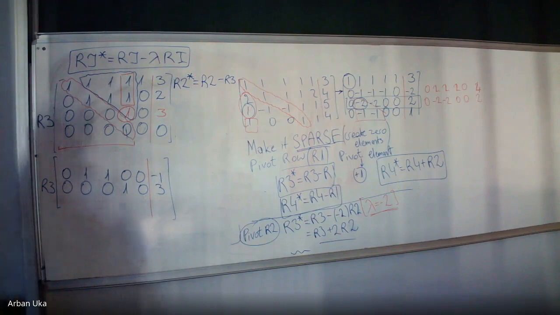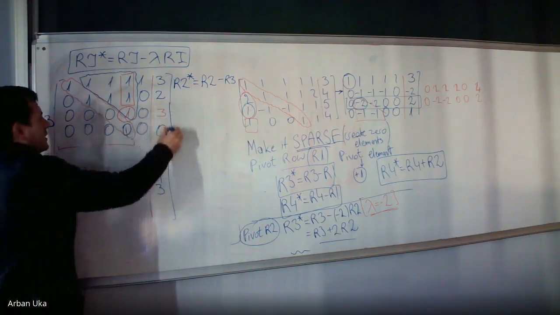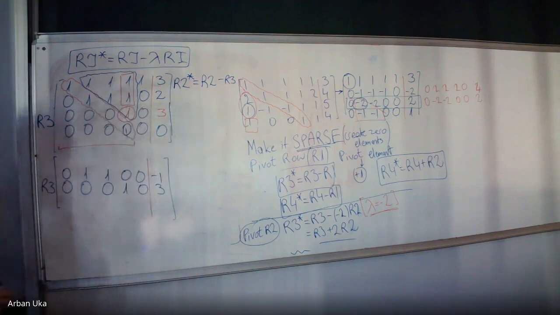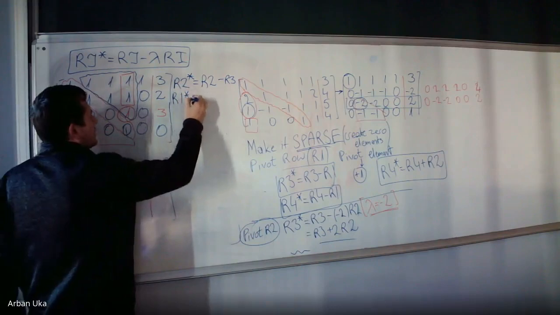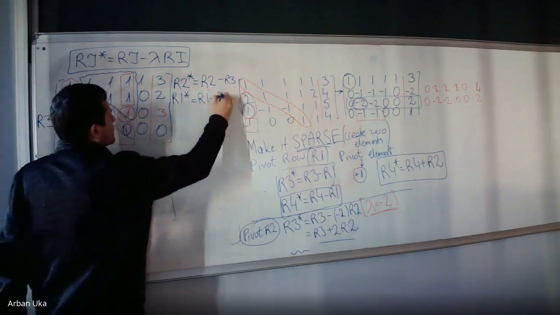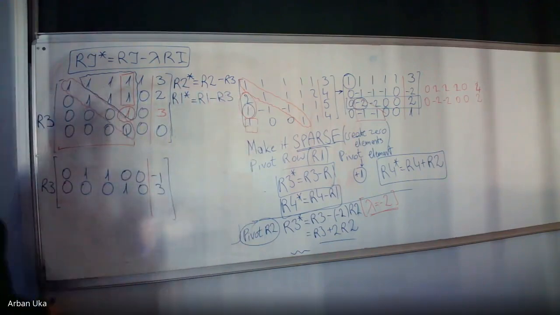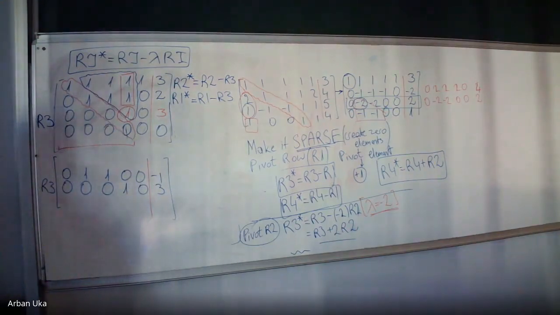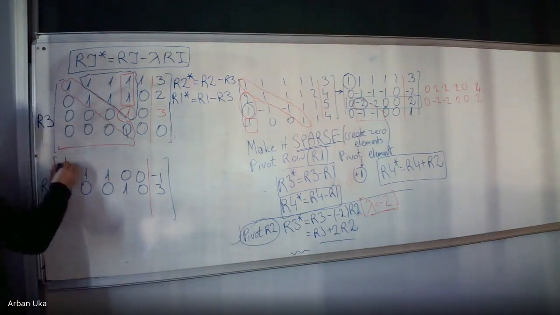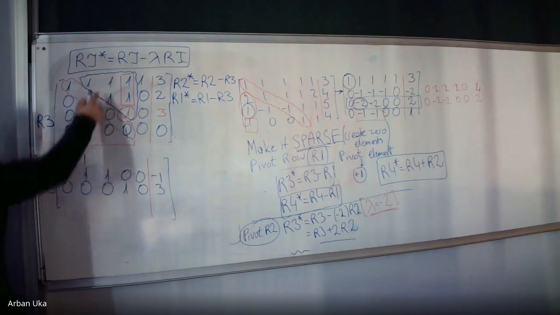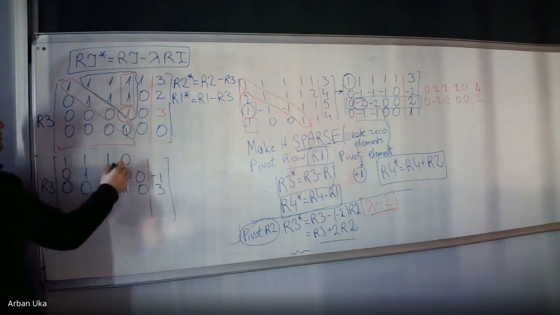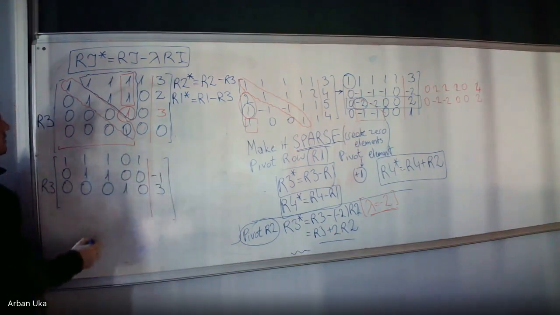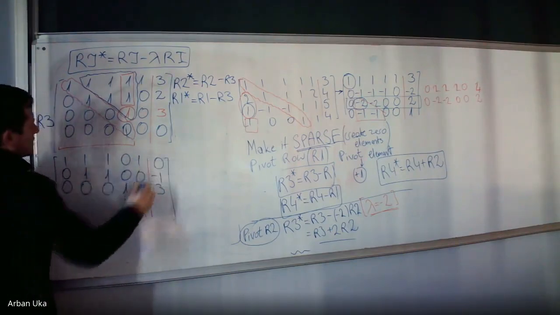The next relevant equation is the following. We want to make this one also a 0. Okay? How can we do it? We can say that row 1 star is equal to row 1 minus row 3 again. And then what do we observe? We have 1 minus 0, 1, 1 minus 0, 1 again, 1 minus 1, 0, 1 minus 0, 1, 3 minus 3, 0.